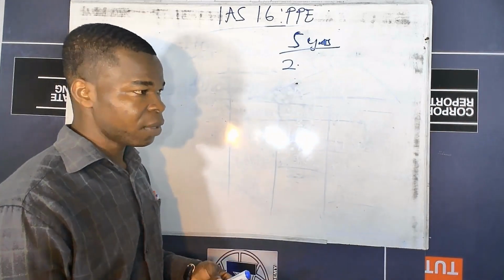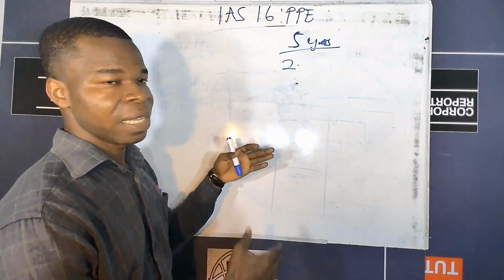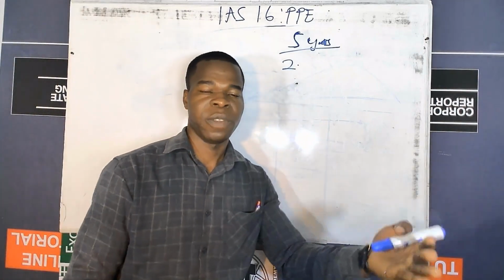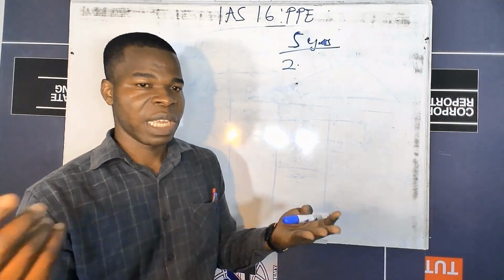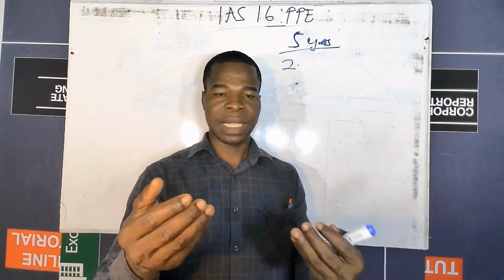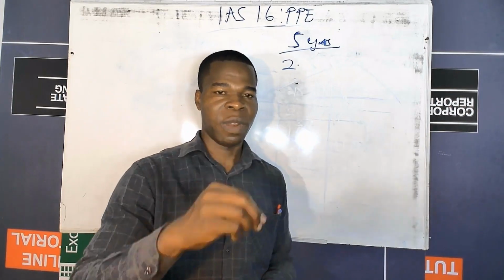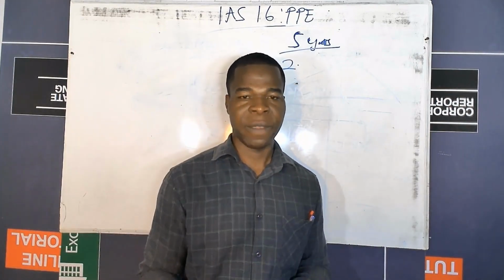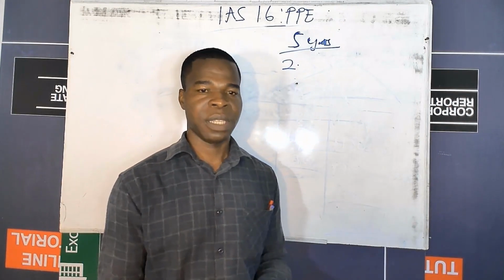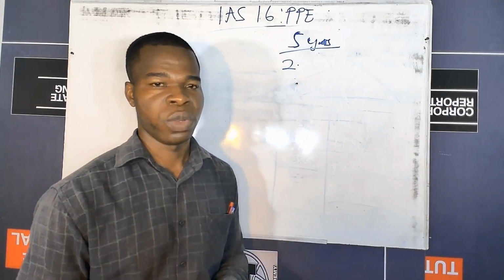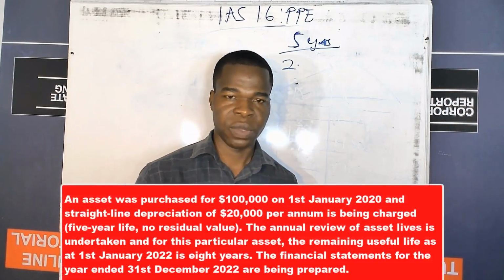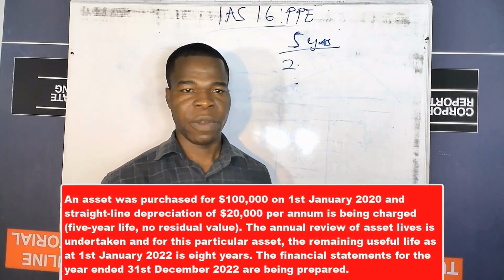Sometimes an entity may acquire an asset and initially attribute a useful life to it, but subsequently, after using it for some time, maybe because of economic or technological issues, that asset cannot have the useful life they attributed to it. Therefore, there is a need for a review of the useful life. When that happens, you are supposed to take the review into consideration. Let's look at these two questions on the screen so that it will help us in understanding the review of the useful life.